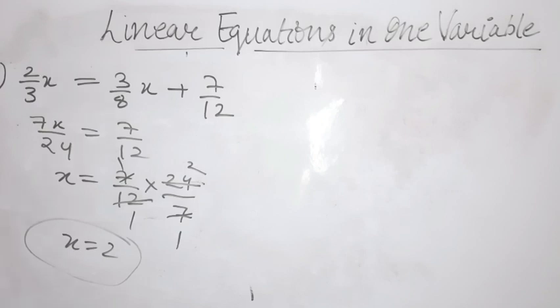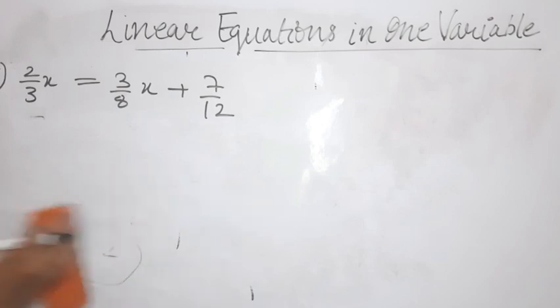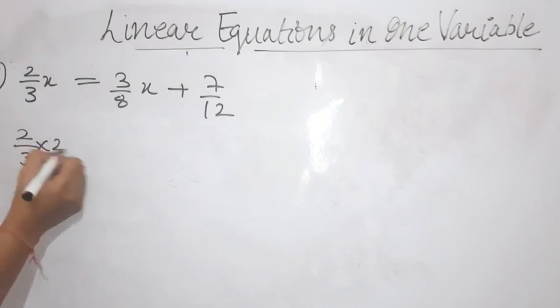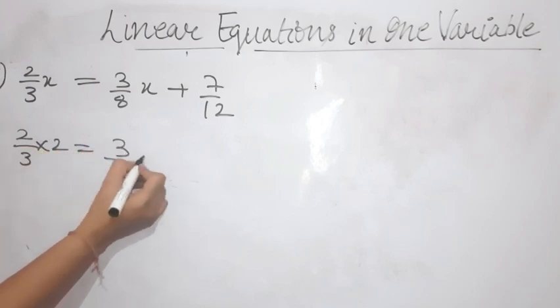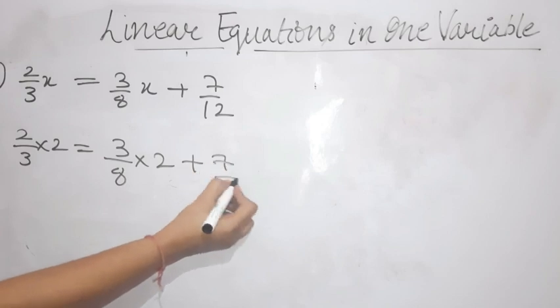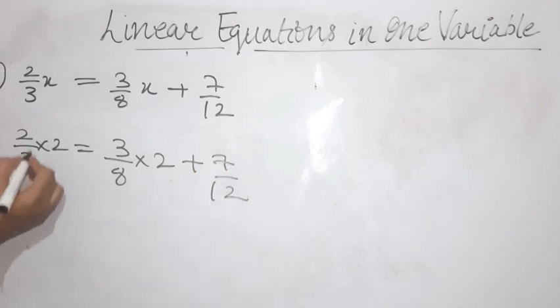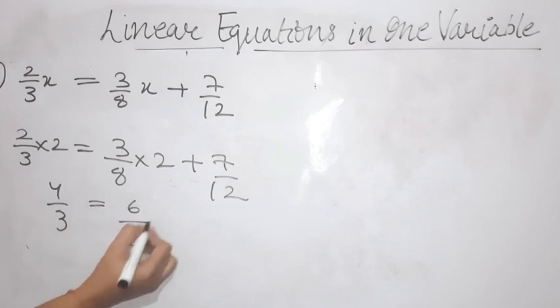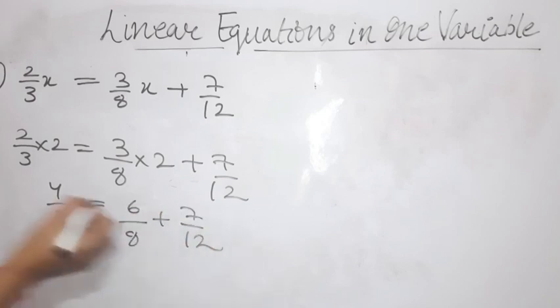For this question I am doing the verification. You have to do the verification for the previous 2 questions in the classwork copy. So 2 by 3 multiplied by 2 is equal to 3 upon 8 multiplied by 2 plus 7 upon 12. Now 2 twos are 4, it will be 4 by 3, 6 upon 8 plus 7 upon 12.